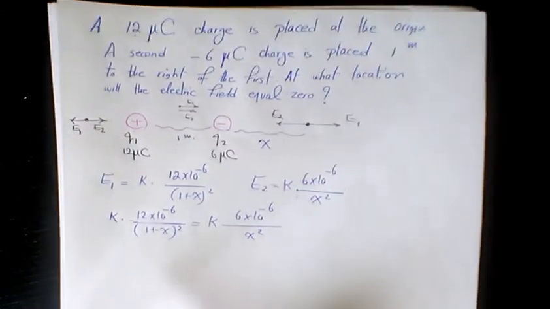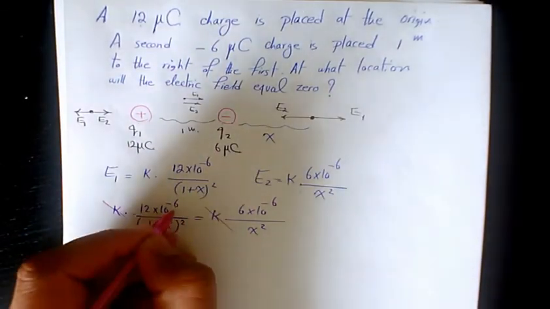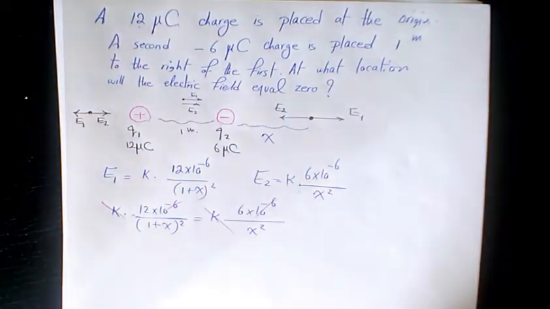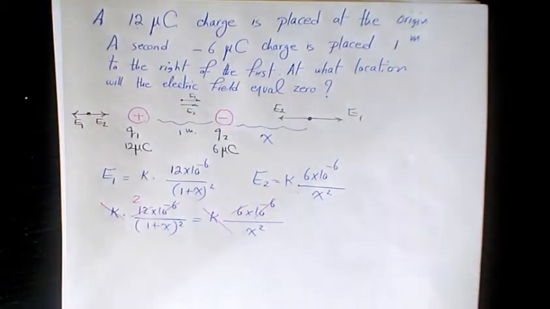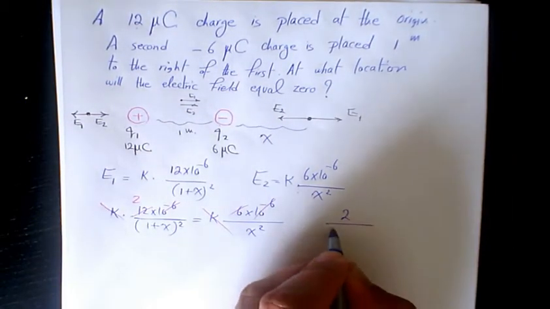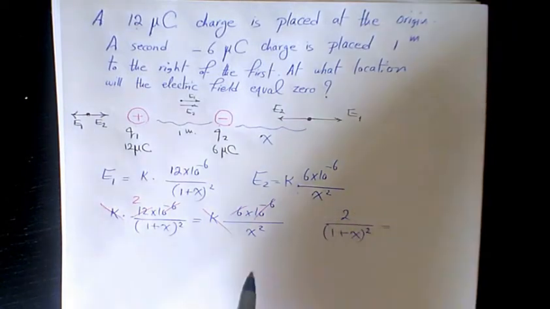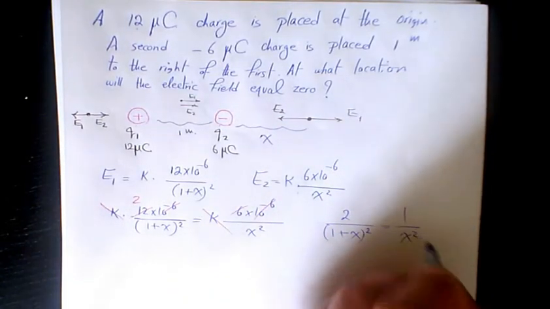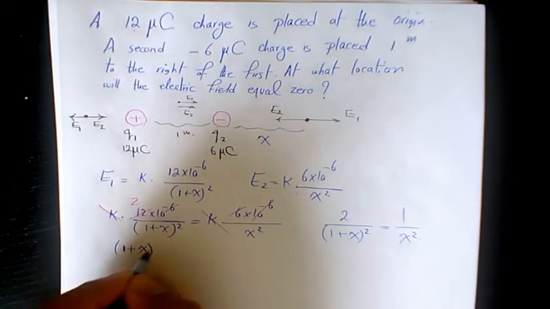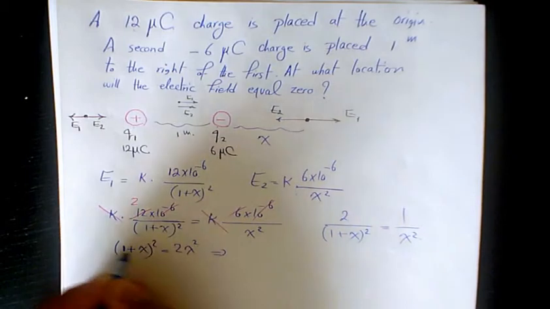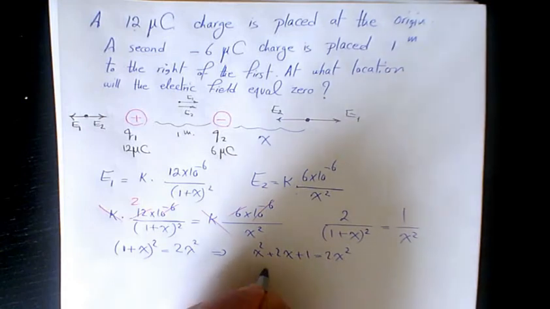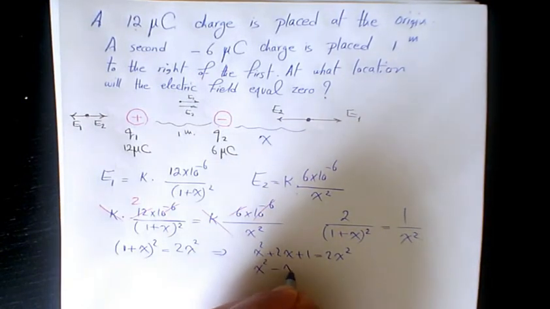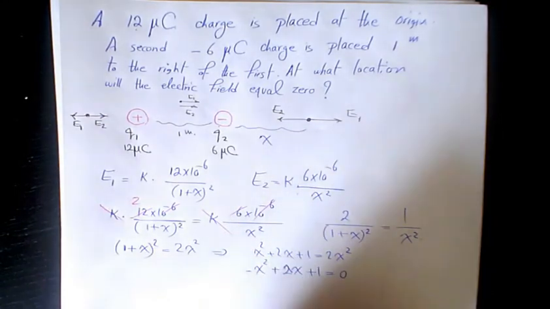So the first thing I need to do is simplify. K and K cancel out, 10 to the power of negative 6 and 10 to the power of negative 6 cancel out. Here we have 6, here we have 12, they cancel out, and I'm gonna have 2 in there. So we have 2 over (1 plus x) squared equals 1 over x squared. So it's going to be (1 plus x) squared equals 2x squared. Then I can say x squared plus 2x plus 1 equals 2x squared. Or I can say 2x squared minus x squared minus 2x minus 1 equals 0.